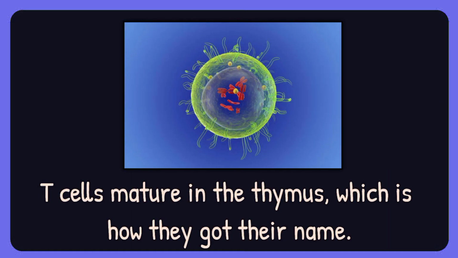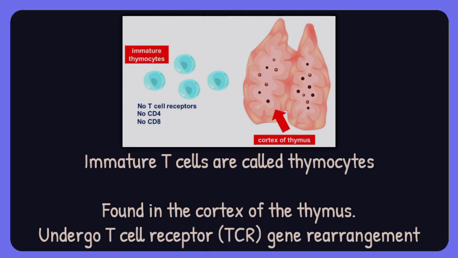T cells actually mature in the thymus. That's where they get their T name from. Immature T cells are called thymocytes. You can find them in the cortex of the thymus, where they undergo T cell receptor, TCR, gene rearrangement to get ready for recognizing antigens.